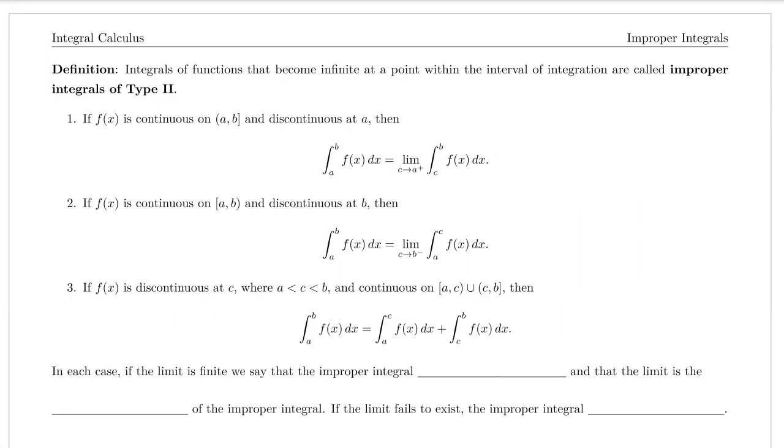So integrals of functions that become infinite at a point within the interval of integration are called improper integrals of type 2. You can read below the 3 subcases. They're kind of similar to the 3 subcases we saw earlier in type 1 improper integrals. In each case, if the limit is finite, we say that the improper integral converges, just like last time, and that the limit is the value of the improper integral. If the limit fails to exist, the improper integral diverges.